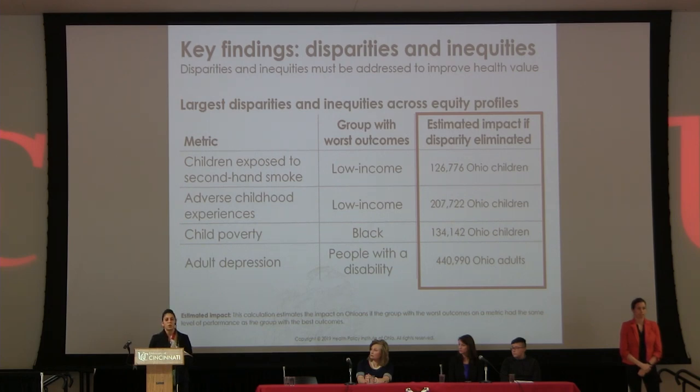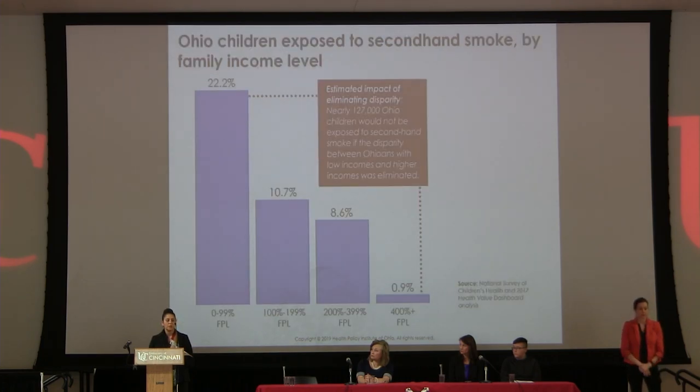When possible, we also estimated the impact if a disparity or inequity was eliminated between the group with the worst outcomes and the group with the best outcomes. So here's an example of what that looked like. If we had all Ohioans who were under 99% of the federal poverty level at the same exposure to secondhand smoke as those that were above 400% of the federal poverty level, that would impact nearly 127,000 children in Ohio. It's a pretty significant number.